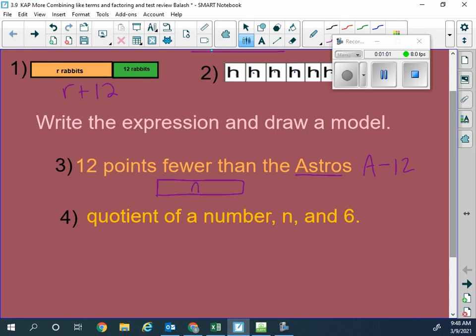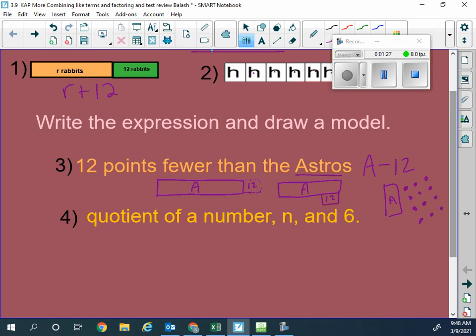Okay, so I could put A and I could do this, right? Because that means that it's been taken off. Or I could do it with the 12 underneath it as part of it, right? Or I could do algebra tiles, right? A, and then I need 12 shaded. These are both a model, okay?